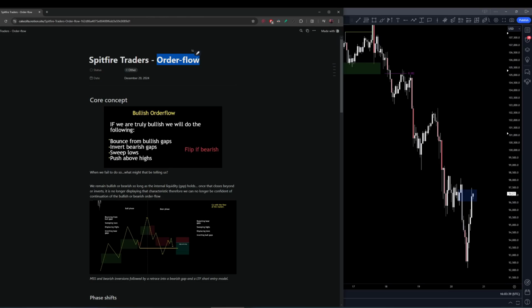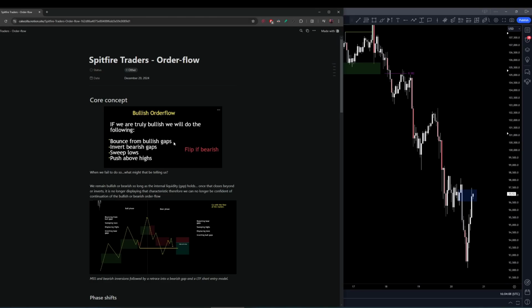So I can take those cheeky scalps, and I'm not recommending that at all. What I am going to teach you is the core concepts and the foundational idea that I used to do this. The core concept is that if we are truly bullish, we will bounce some bullish gaps, we will invert bearish gaps, we'll sweep lows, and we'll push above highs.